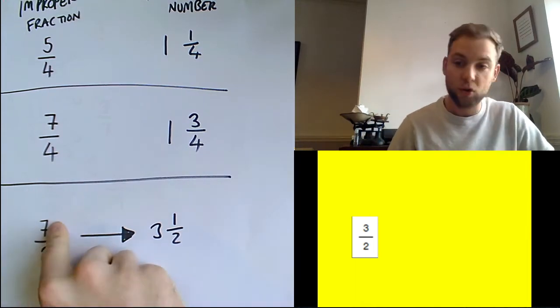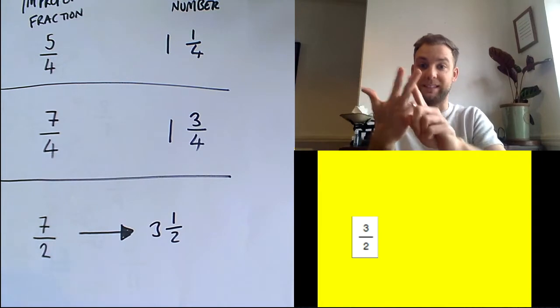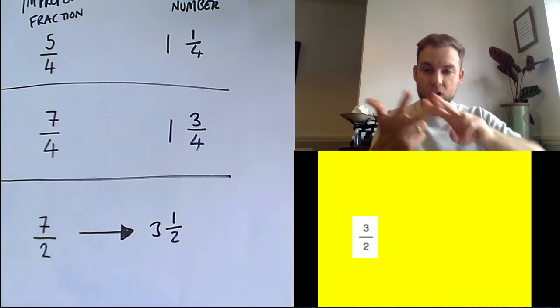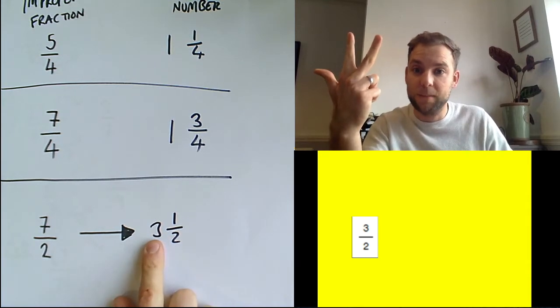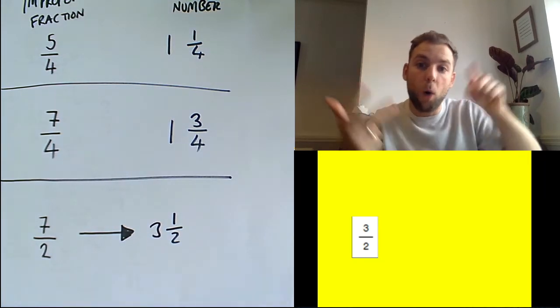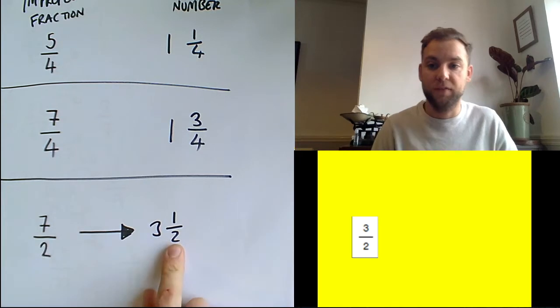So how many times does 2 go into 7? Well, it goes in 2, 4, 6. 8 would be too big, so it goes in 2, 4, 6, 3 times. Notice the 3. And how many's left over? Well, I've got 1 half left over.